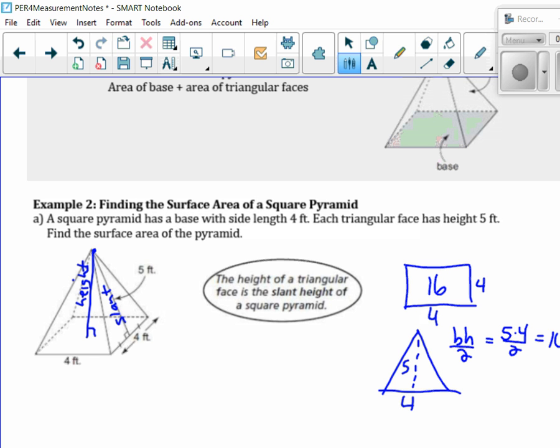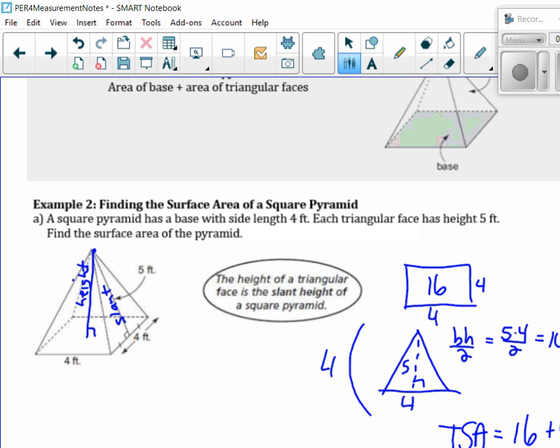Isn't it 5 times 2? No. Like half? No. Okay. So how many triangles do I have here? Yeah, so there's 4 of them. So we're going to take that and times it by 4. So we get 40. So then my total surface area would be what?